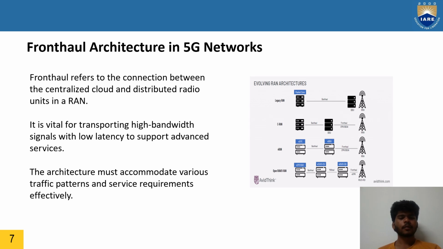Next one, fronthaul structure in 5G networks. Fronthaul refers to the connection between the centralized cloud and distributed radio units in RAN. It is vital for transporting high bandwidth signals with low latency to support advanced services. The architecture must accommodate various traffic patterns and service requirements efficiently.